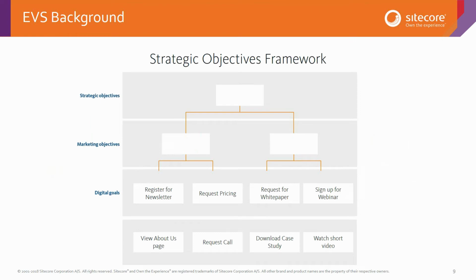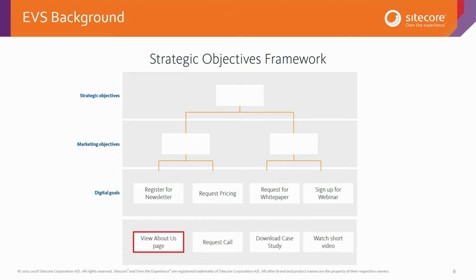So SBOSS has released a few ebooks or white papers on this topic, but in a nutshell, the strategic objectives framework maps your high-level initiatives down to the digital goals on your site. And within this context, goals in Sitecore are activities that a user can perform on your site that are moving him closer to those marketing objectives. A few good examples here are register for newsletter, request pricing, or request a white paper.